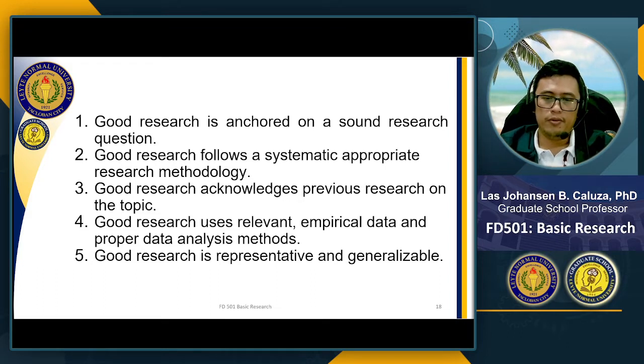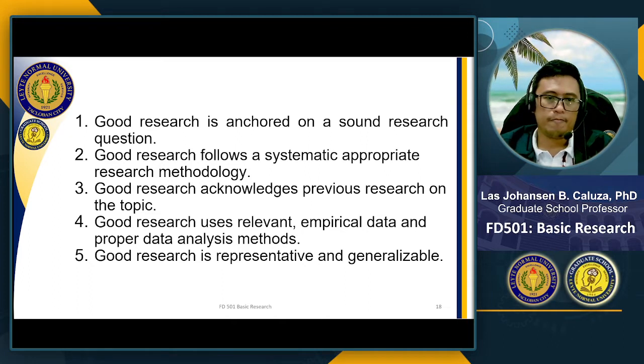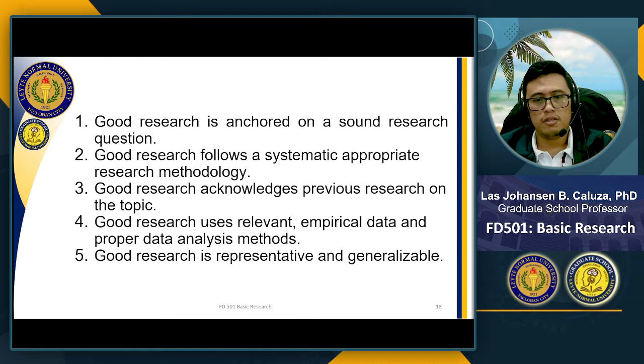Fourth, good research uses relevant empirical data and proper data analysis methods. One of the most important qualities of a good research study is that it deals with empirical data. Empirical data is data that has been collected by researchers themselves through observations, experiences, or experimentations, according to Bradford in 2017. This is crucial in doing good research because empirical data is considered objective, unbiased evidence.